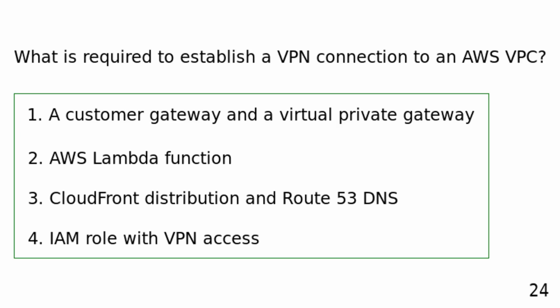What is required to establish a VPN connection to an AWS VPC? A customer gateway and a virtual private gateway. AWS Lambda function, CloudFront distribution and Route 53 DNS. IAM role with VPN access.